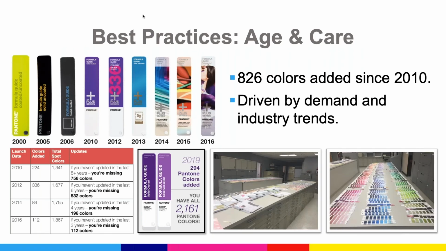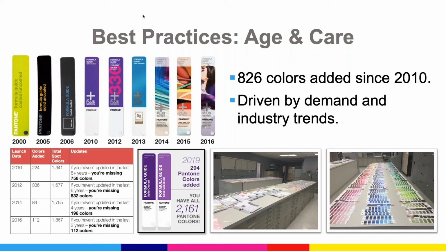So best practice is certainly to keep your guide in good shape. It is a tool to assess everything we've talked about, whether it's color identity or conversion to process. But over time, we've added colors, and if you've got a dated version of your fan deck, it's something to be aware of. Since 2010, we've added 826 colors cumulatively over different editions that have come out in 2012, 14, 16, and again last year in September of 2019. At this point, we now have 2,161 colors in that book.